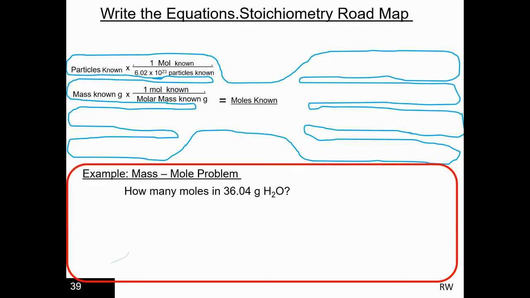All right, so let's do an actual problem. How many moles in 36.04 grams of water? All right, so always ask yourself the first question, what are you trying to find? Look for the words how many, calculate, find, determine. Here it says how many moles. So you're looking for the moles of water, and your starting data point is your 36.04 grams of water. So you're going to build your conversion factor. You want to cancel the grams of water and turn them into moles. So moles go in the numerator and grams go in the denominator.